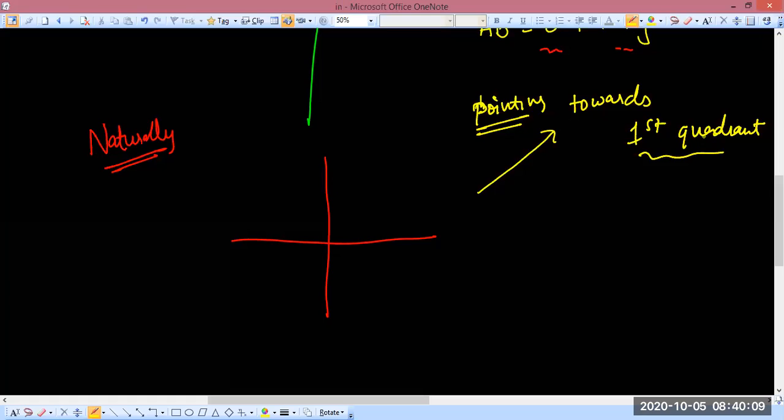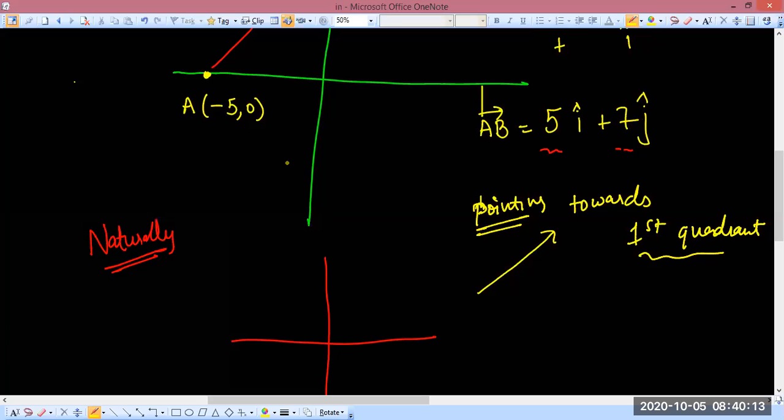I'm not saying everyone will get it, right? Some of you will not get it, no problem. Yes, upward and right side. That's why towards the first quadrant, upwards and right side.